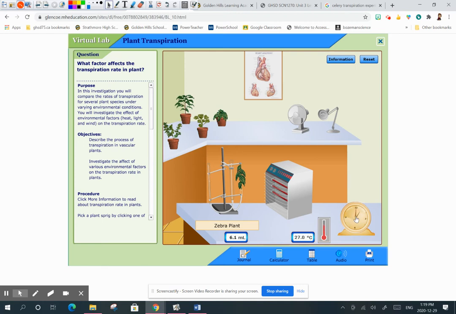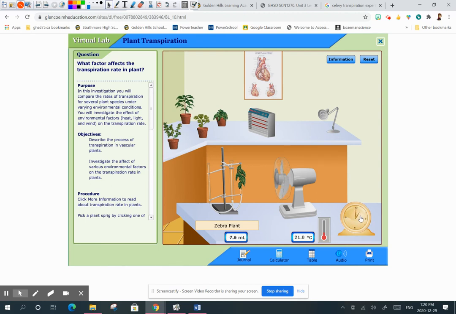There we go. Okay, so 6.1 mils. So that went up by adding our little heater. So what might be the reason that the transpiration rate went up? Why was there more evaporation of water? Why was there more transpiration? We'll compare this to a fan. This is going to mimic or simulate the effect of wind on this plant.